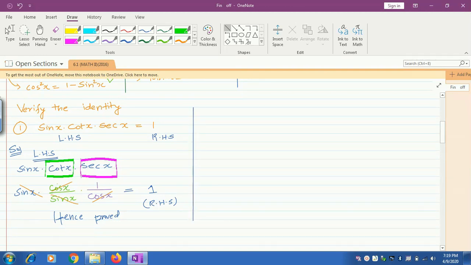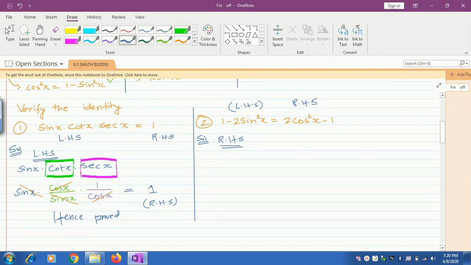And similarly the second one, I take the second one, verify the identity. It is given 1 minus 2 sine square x is equal to 2 cosine square x minus 1. So what happened here? I will take RHS or LHS, no problem. Either you can take the RHS or LHS. So this is my LHS and this is RHS. So you have to take one side and prove the other side at the end.